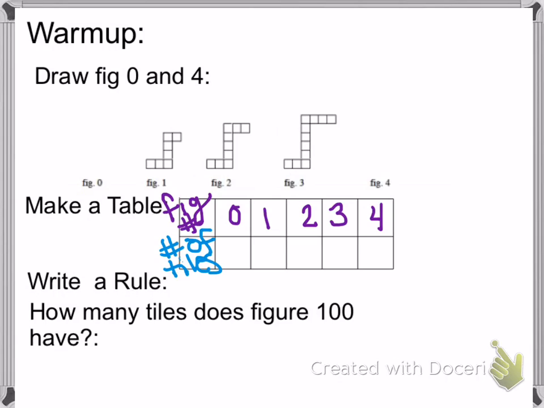Finish completing the table. You'll know that the first row consists of the figure numbers, and that's what I already have in there for you. And then the output is what I'm looking for, the number of tiles that are actually in each figure number. Once you've completed the table, go ahead and write the rule and also answer the question, how many tiles does figure 100 have? Please go ahead and pause this video to give students enough time to complete this warm-up.